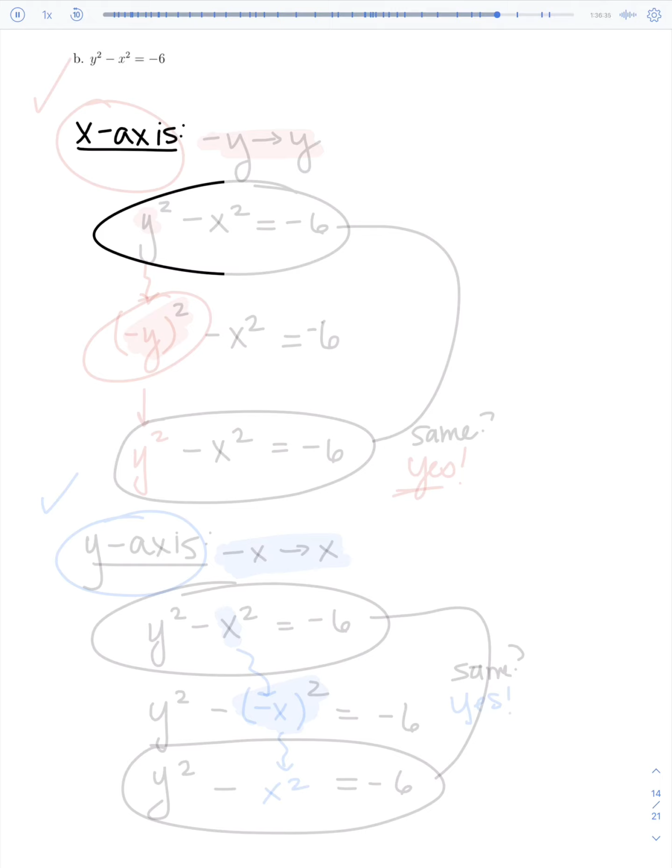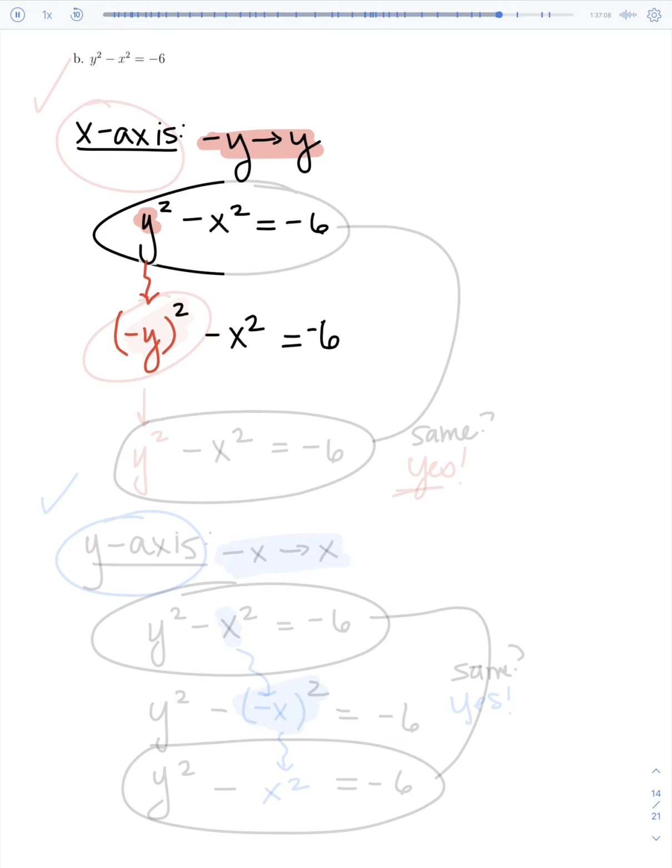Remember, if we're testing x-axis symmetry, we actually do the reverse. We plug in a -y wherever there's a y. So our original function was y squared minus x squared equals -6. So we'll plug in, let's see, a -y wherever there's a y. Well, notice plugging in the -y for the y, remember that's going to get squared according to the formula. So we get equals -6.